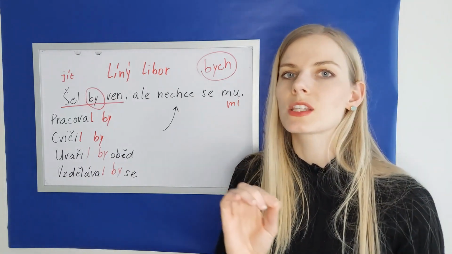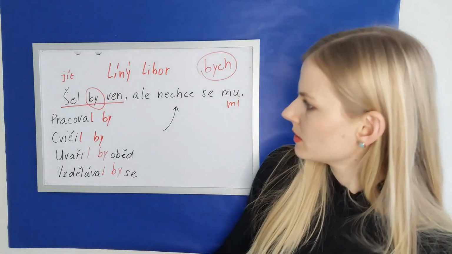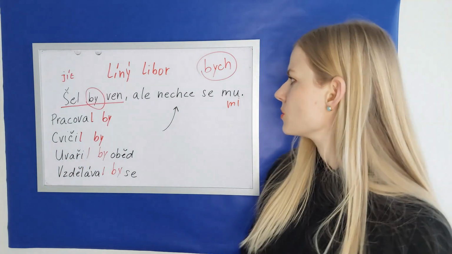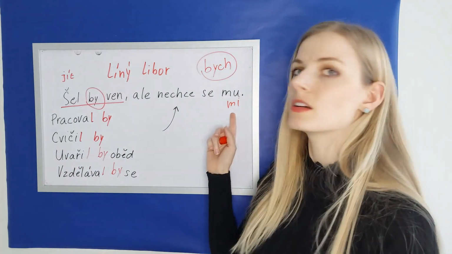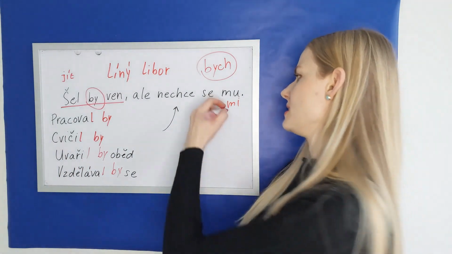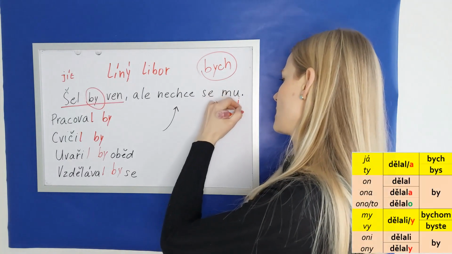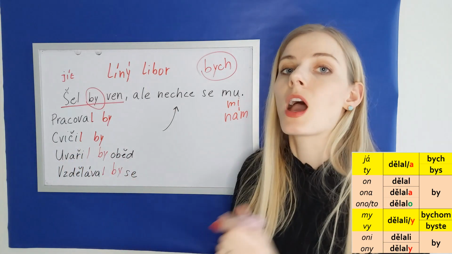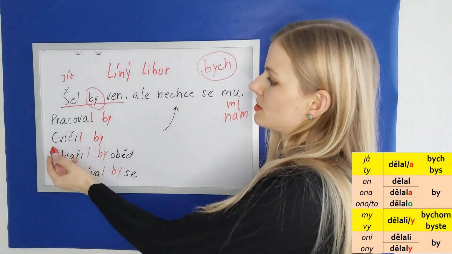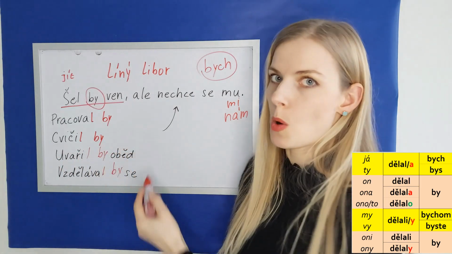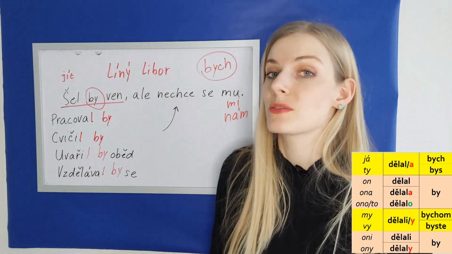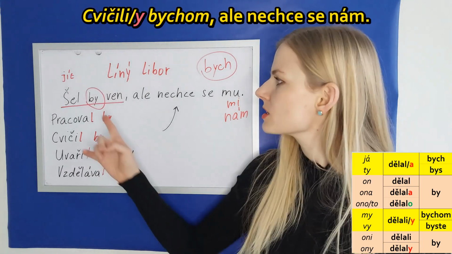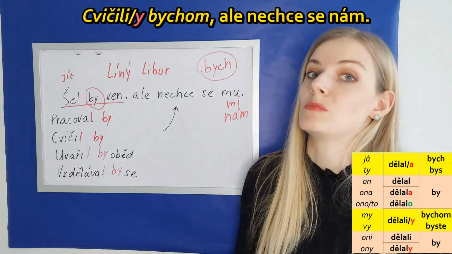Let's make one sentence with me. So we. Let's do this. We would do exercise, but we don't feel like it. Do you know what form we would use here for dative? Nechce se nám. So cvičili. How is it for me? Cvičili bychom is the proper form. Or cvičili bysme. Cvičili bychom, ale nechce se nám.